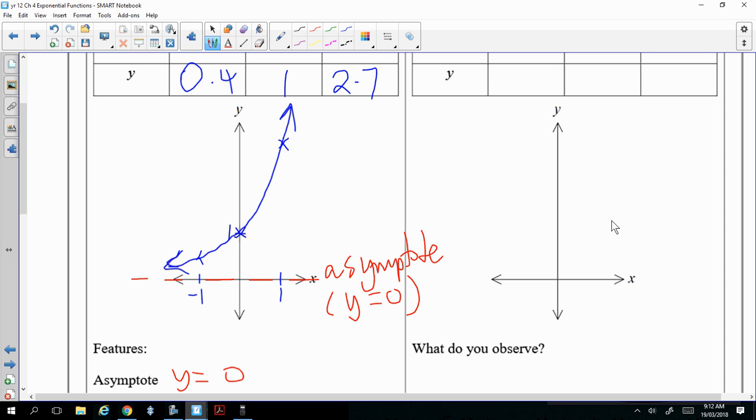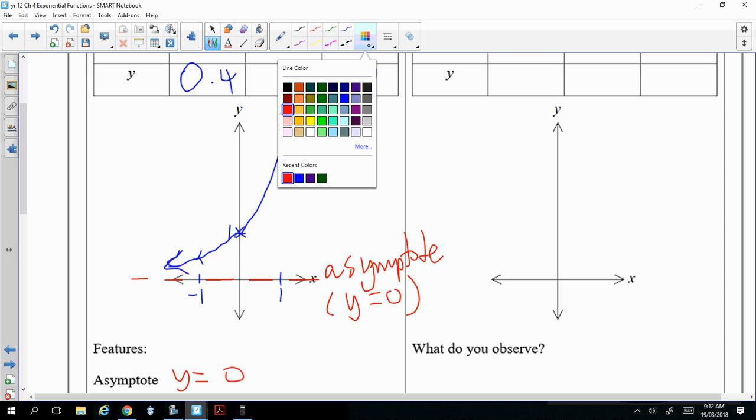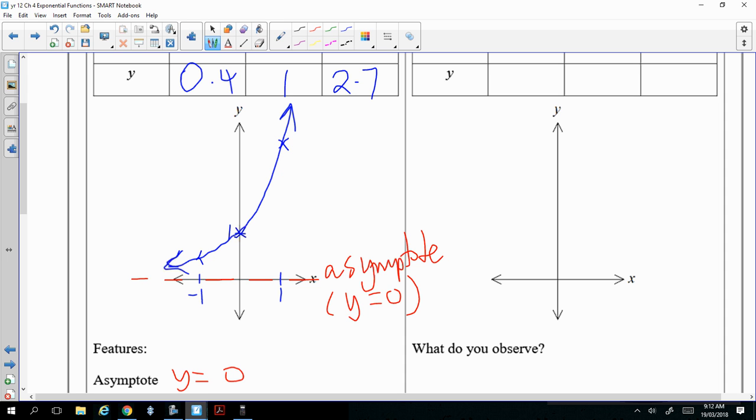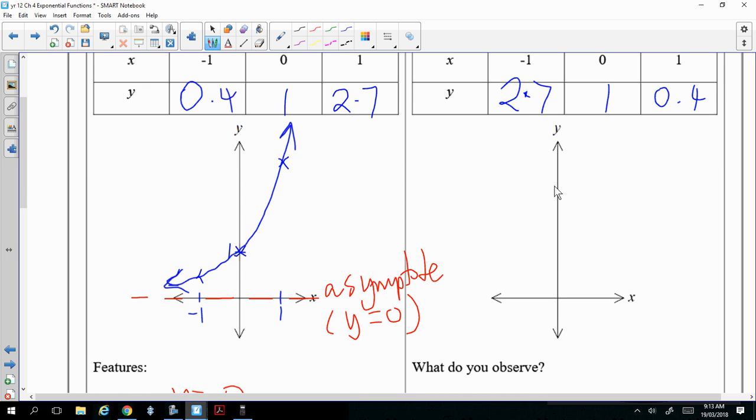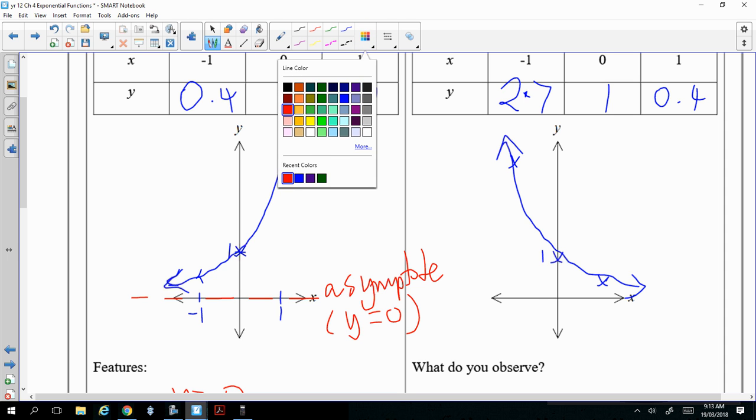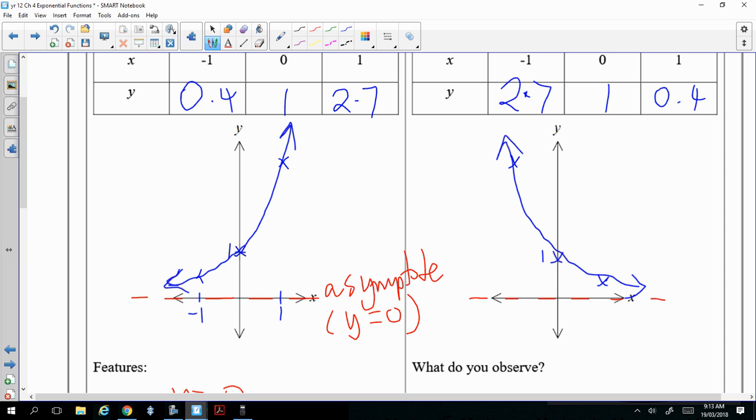I'll do the table of values for the next one. So the next one, if you have negative x, when you substitute -1, you get 2.7. You get 1 and then 0.4. So you'll see that the graph is being reversed, one with the same asymptote. Okay. Right. For the next few, see what you observe.